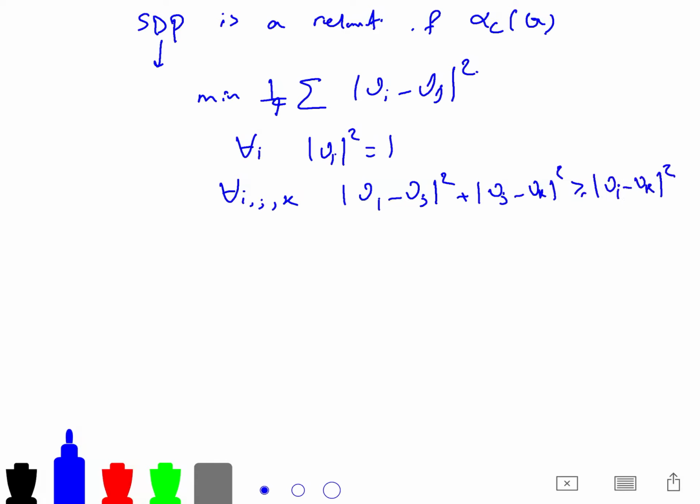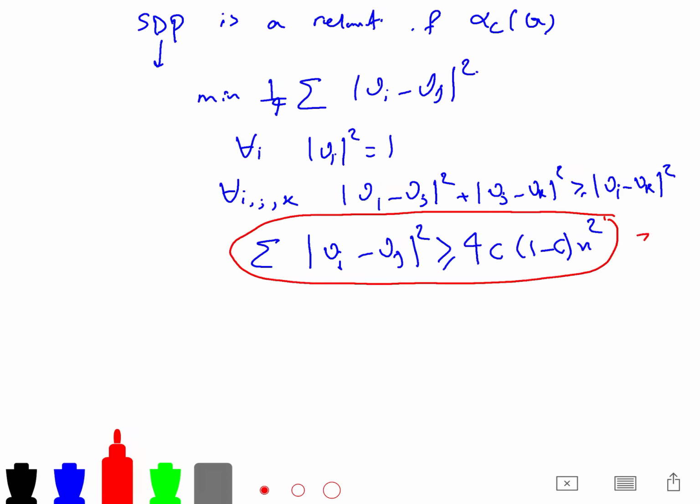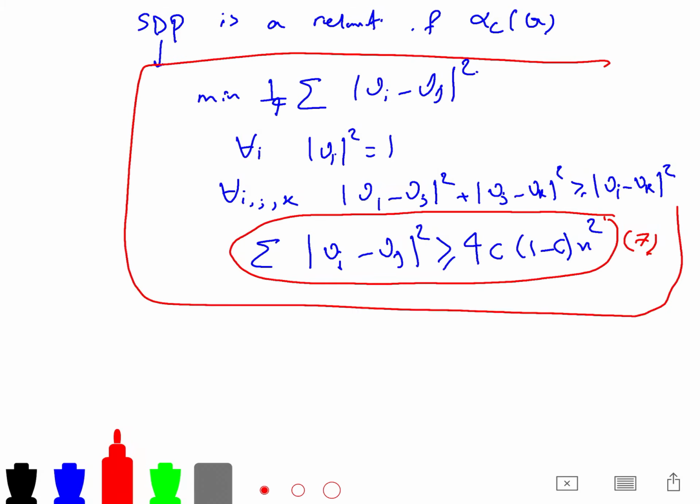This is the triangle inequality. And also something interesting. Also, it should satisfy this: the sum of vi minus vj squared is at least C times 1 minus C times n squared. What the hell is that? But it's very interesting. So this might be new for you, but if you prove that, you will see why this plays an important role. So this is condition 7 in the original paper. So this is the SDP that is a relaxation for the alpha C of G.